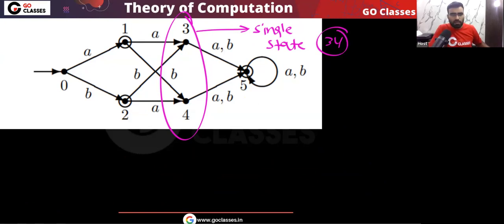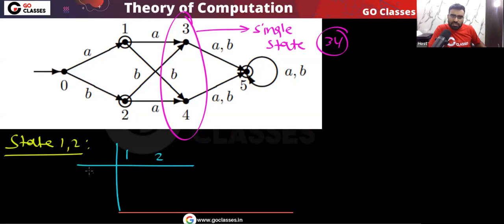Okay, let me know, is this point clear? Now you tell me, this 3 4 is a single state. Now you check 1 2. What about state 1 2? Yes, they are also equivalent. You can easily see state 1 2 are equivalent. Why are they equivalent? You can see on empty string both are going to final.